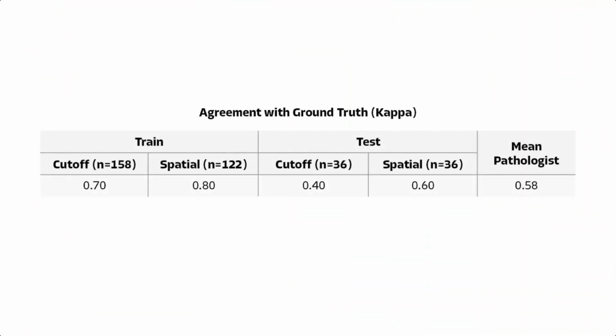Both approaches were comparable to an average annotator's ability to classify these samples in comparison to a consensus of expert pathologists. So that established as a proof of concept that both of these approaches perform quite similarly to each other, which was a key result.